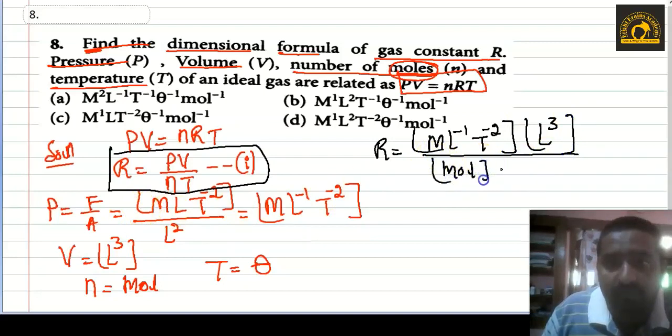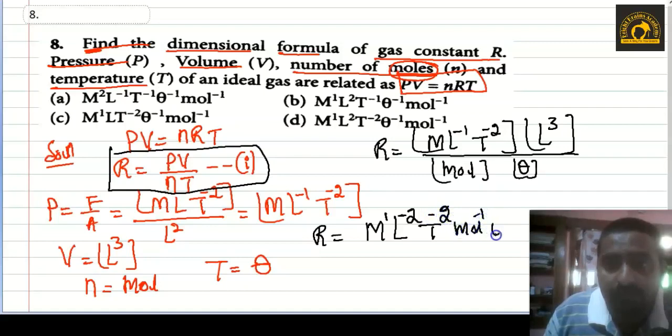Then the dimensional formula for temperature is theta. So now the gas constant is equal to M^1 L^(-1+3), that is L^2, T^(-2), that is per mole per theta. Okay, so this is the dimensional formula for gas constant.